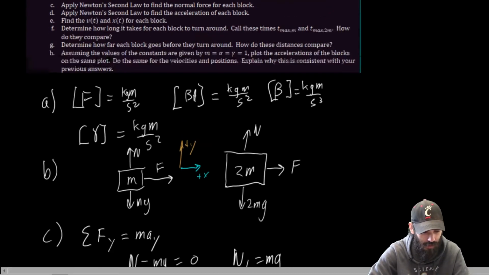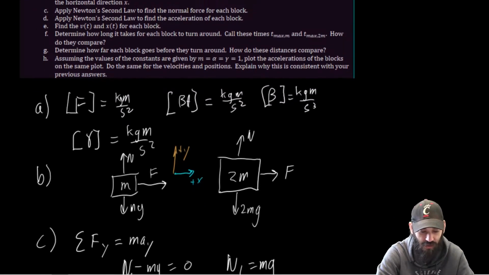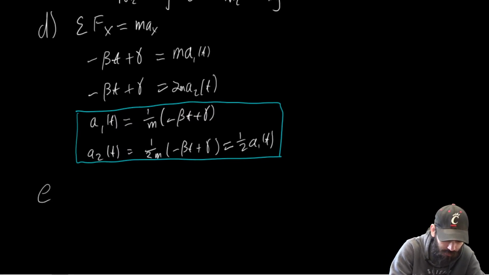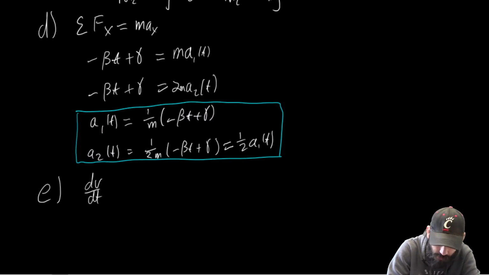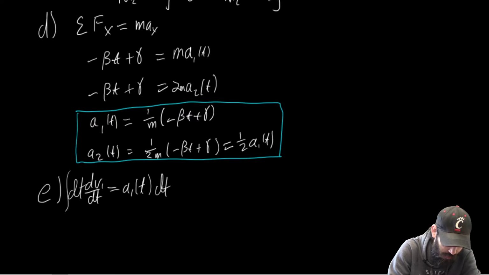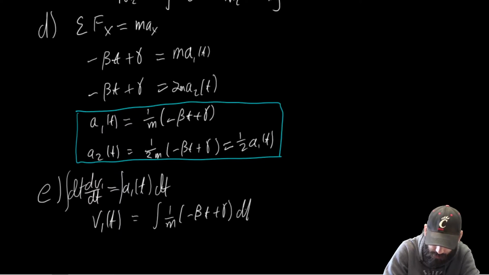Okay. So the next thing that we want to do is determine what the velocity and the position as a function of time is for each block. So let's just look at our block 1. So a1. We know the relationship between the velocity and the acceleration is such that dv1/dt is equal to a1 of t. So we can determine the velocity as a function of time by multiplying both sides by dt, and we can integrate. And so this says that v1 of t is going to be equal to the integral of 1 over m times minus beta t plus gamma dt.